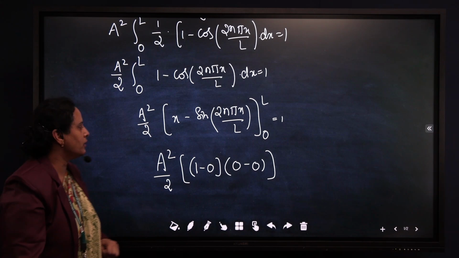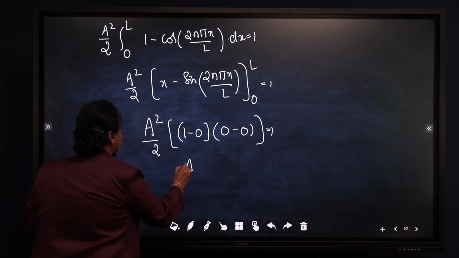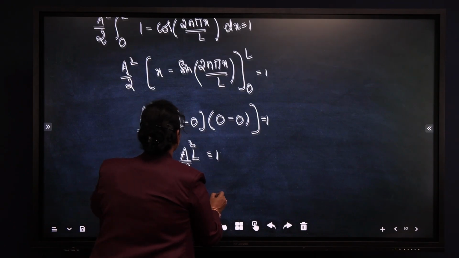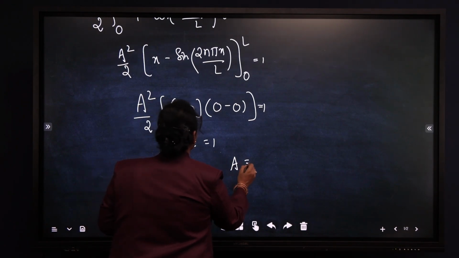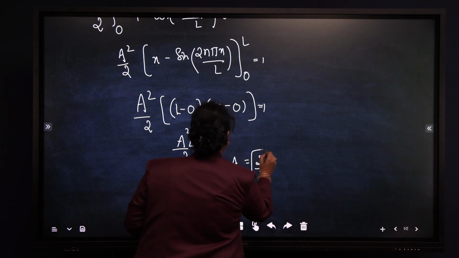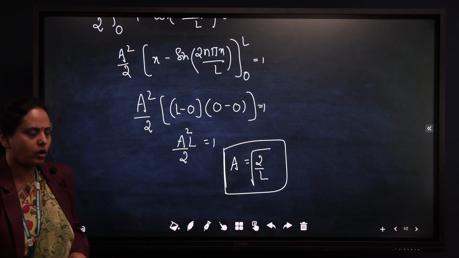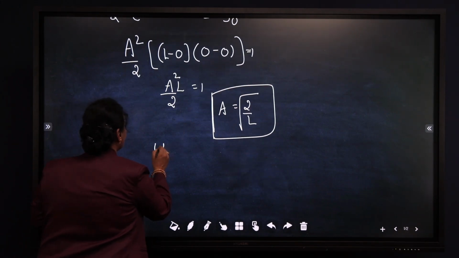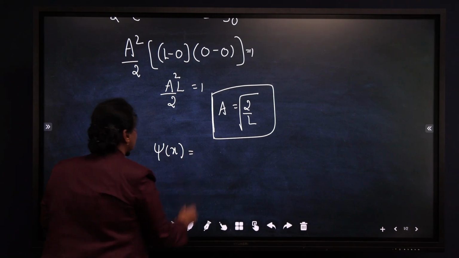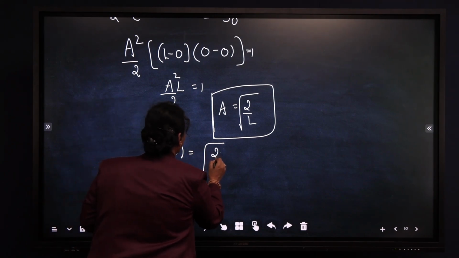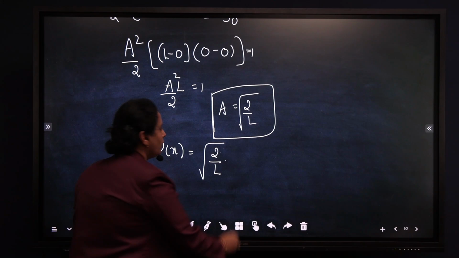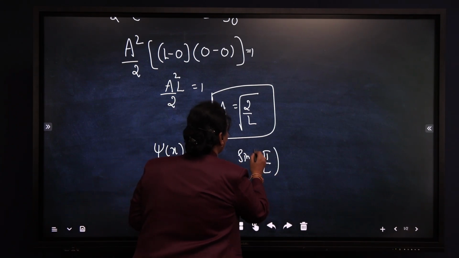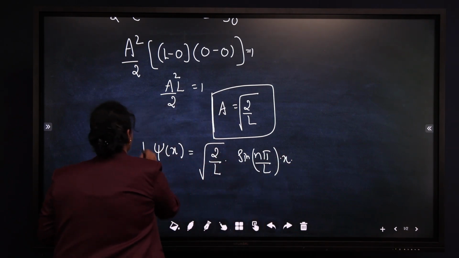After substituting the limits, it comes out to be a square by 2 into L is equal to 1, or else a is equal to the square root of 2 by L. So this is the value of the unknown constant a. Now let us substitute the same in the equation. So the wave equation comes out to be psi of x is equal to the square root of 2 by L into sine n pi by L into x. So this is the wave function.